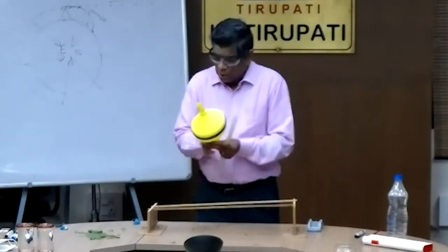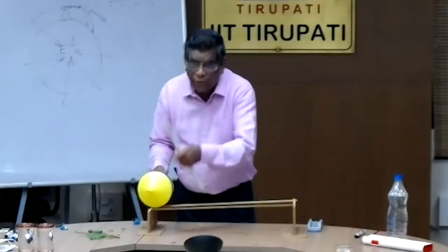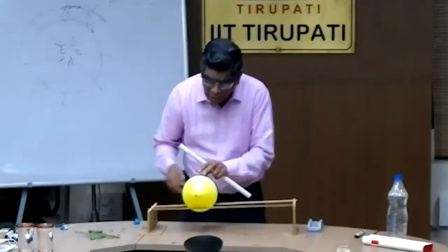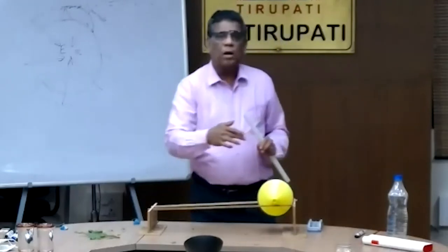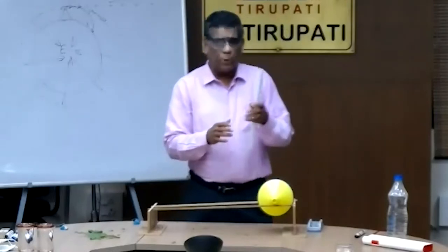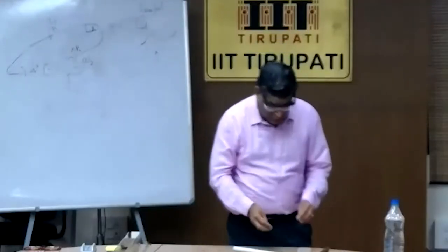Okay. So when I keep it here, it is much higher. That point is much higher from the table. And therefore, it wants to go down. When it is rolling down, you see here, this fellow is actually going down. And therefore, he is moving towards low potential energy. Good. Now, I will do another nice experiment here.